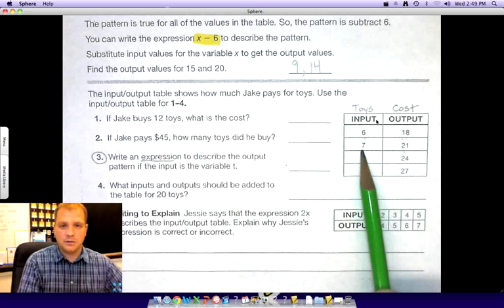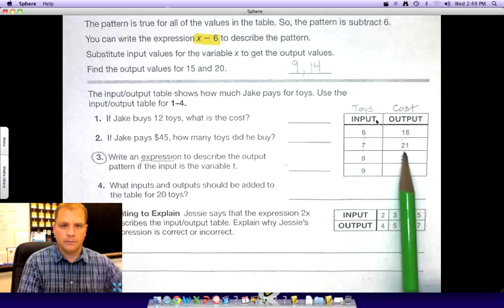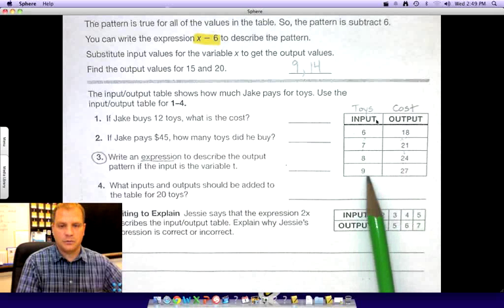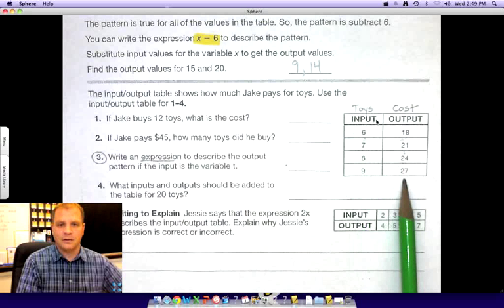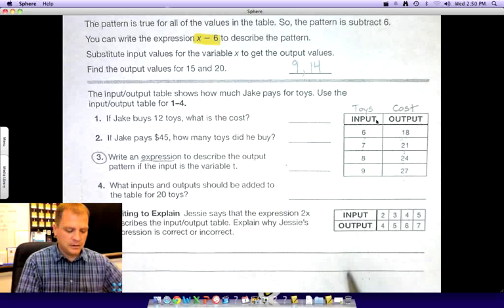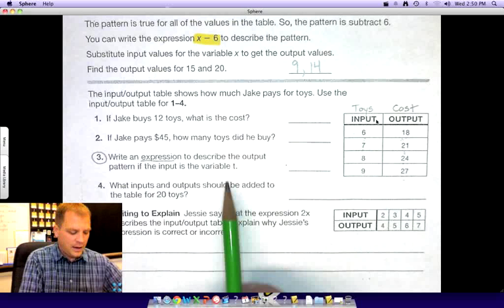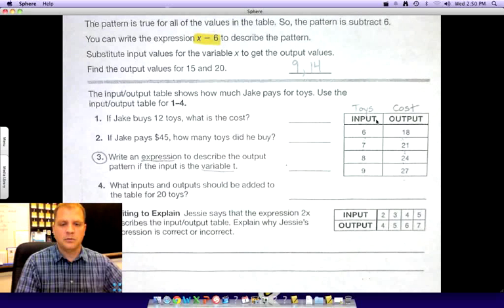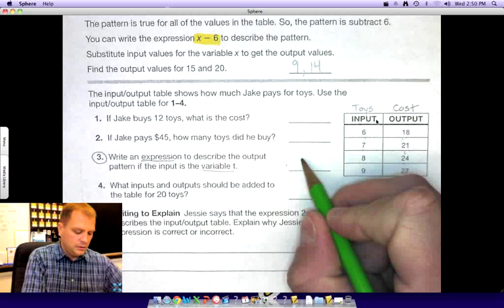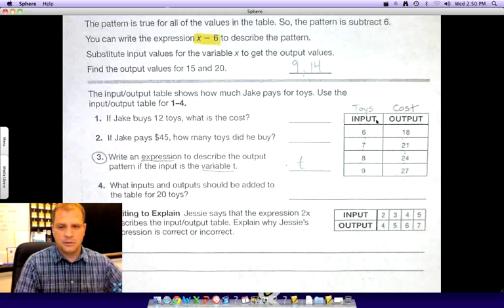Now follow the rule for my other inputs. 7 times 3 equals 21. 8 times 3 does indeed equal 24. And 9 times 3, of course, equals 27. So I know then that my expression is my input times 3. Now my input can be any number. I'm not going to just stick to the numbers here on my table. My input can be any number. In fact, in this case, they want us to represent the number using the variable t. So for sure, I'm going to have t as my input.